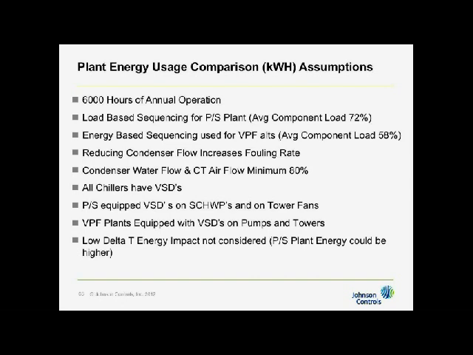Some of the considerations that we used in this analysis: we used the same plant as was described in the first part of this presentation, 2,000-ton chillers, and the flows that are associated with a standard plant. We assume 6,000 hours of annual operation, and we assume load-based sequencing for a primary secondary plant. When you do that, the average component load varies, of course, but it's going to be around 70%. In our case, it landed at 72%.